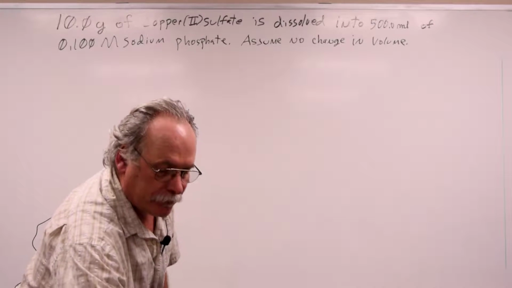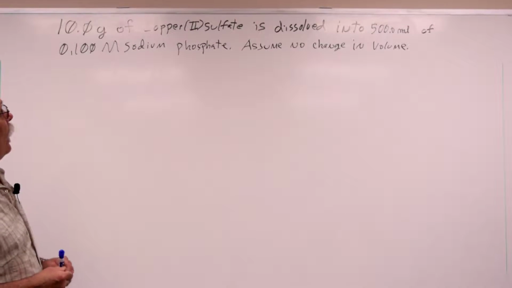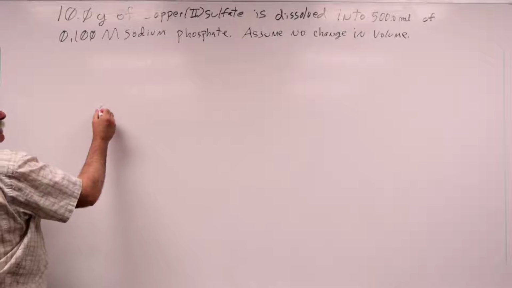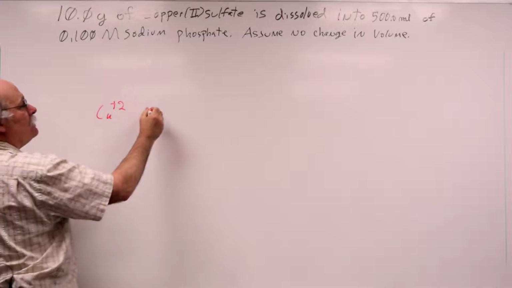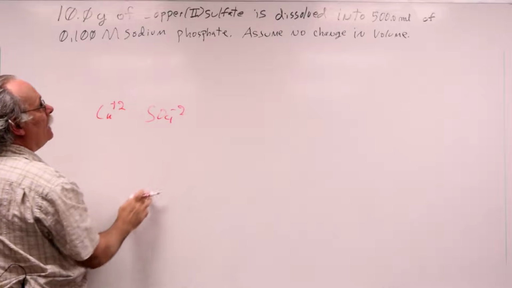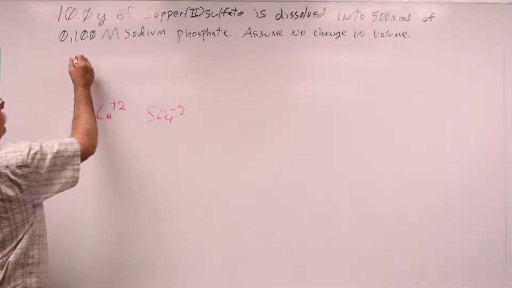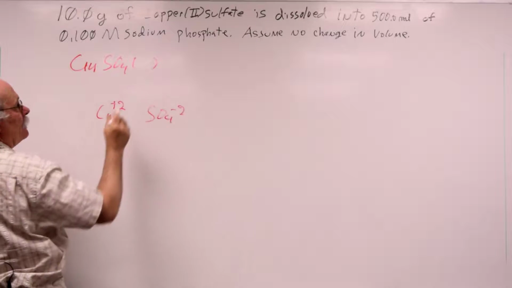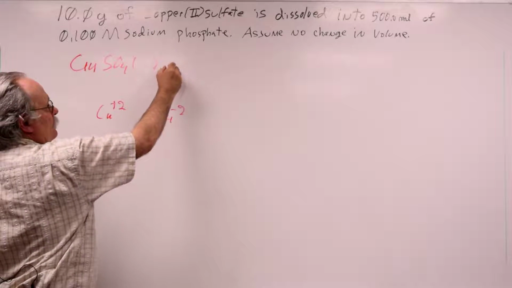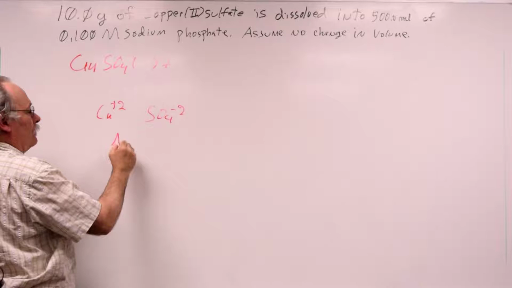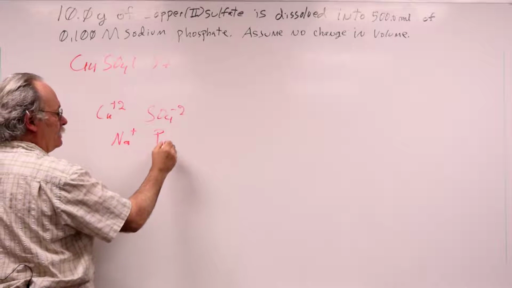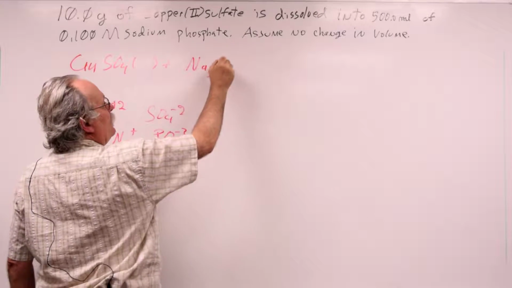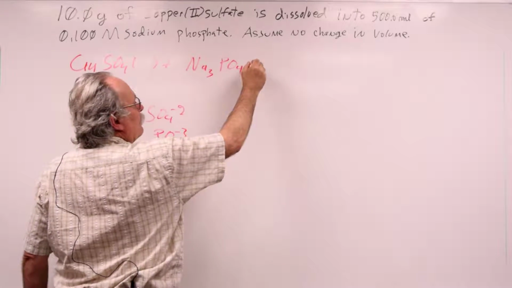So the first thing we need to do, of course, is recognize the formulas of copper(II) sulfate and sodium phosphate. Copper(II) has a Cu2+ cation, and sulfate is an SO4 2- anion, so they're a 1-to-1 ratio. So we have CuSO4 (aq). Then this is going to react with sodium phosphate. Sodium is Na+, phosphate is PO4 3-, so we make Na3PO4 (aq).